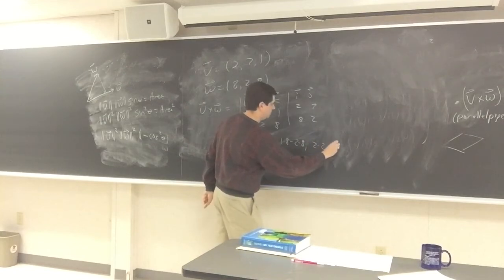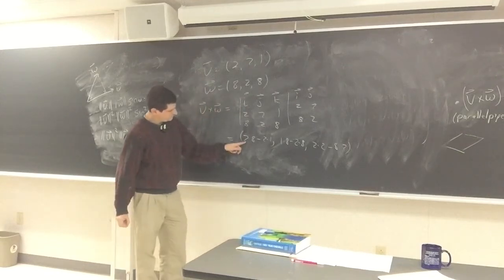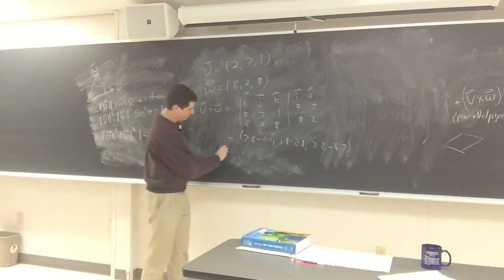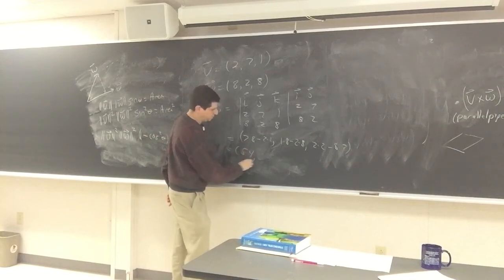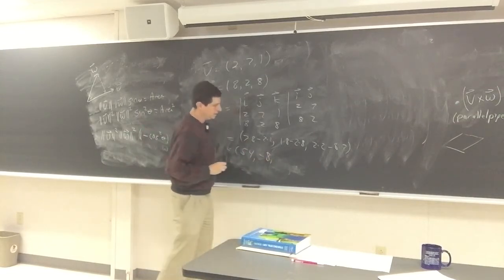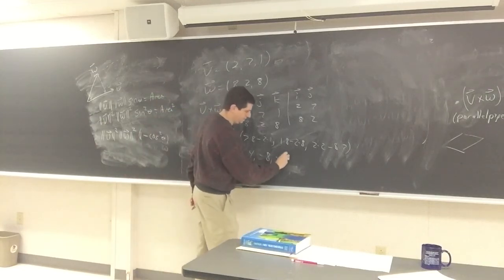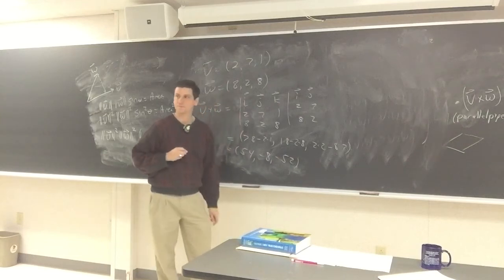So we would get 56 minus 2 is 54. 8 minus 16 is negative 8. And we would get 4 minus 56 is minus 52, if I have done the algebra correctly.